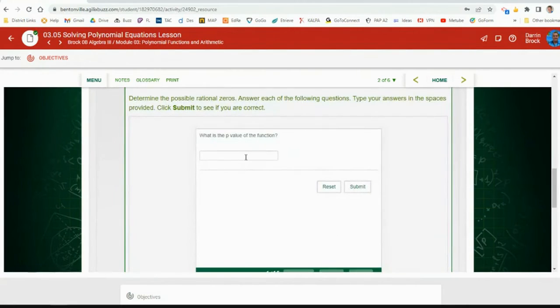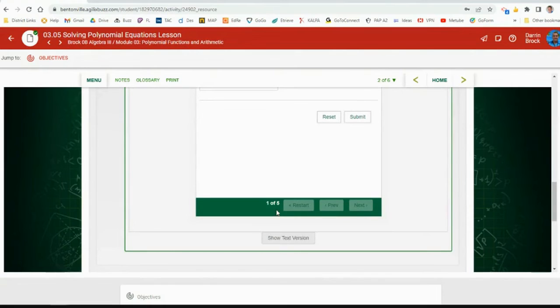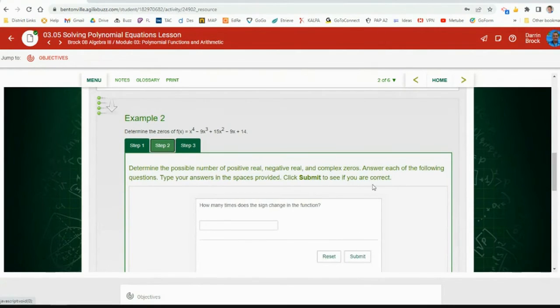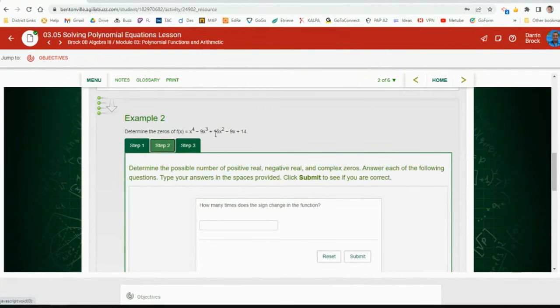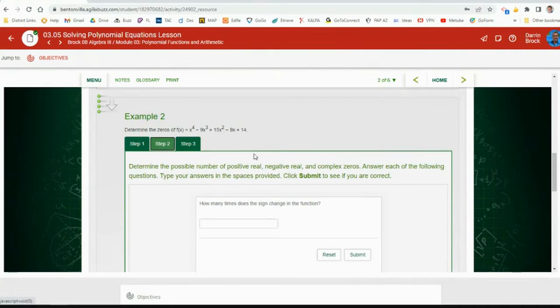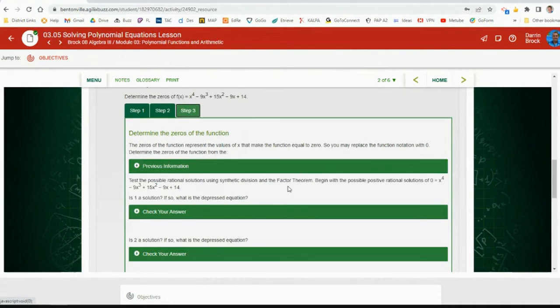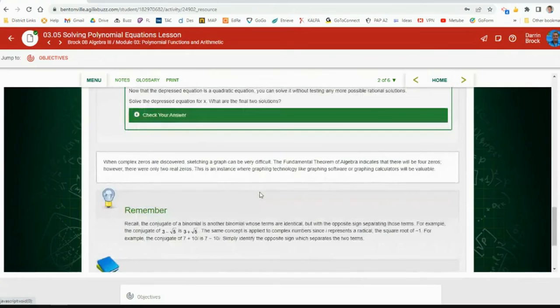Here's another one. What are the p-values of the function? This is where you can test. It gives you this function right up here. What are the p-values for that function? So you submit that, see if you're right. It's got 5 different things that it asks you about. After you get done with those, go to step 2. How many times does the sign change? This is using Descartes' rule. Can you go through that and accurately tell how many times it changes? Submit that answer. Step 3, determine the zeros now. After going through those steps, that gets you a lot closer to determining those zeros.